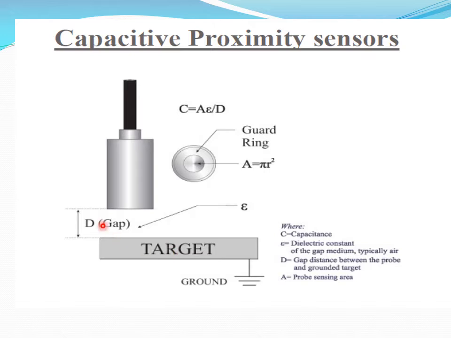So the target is located at a distance, an air gap of D. This epsilon is the dielectric constant of the gap media. Here in this case it is air. If it is some other media, you have to take the dielectric constant of that media. So we can measure the capacitance that is developed between the target and the proximity sensor as C is equal to A epsilon divided by D.